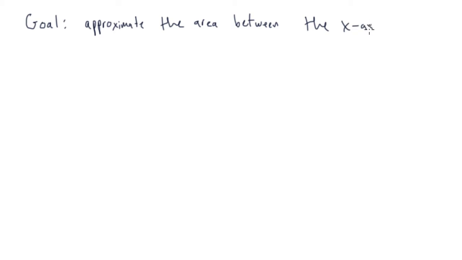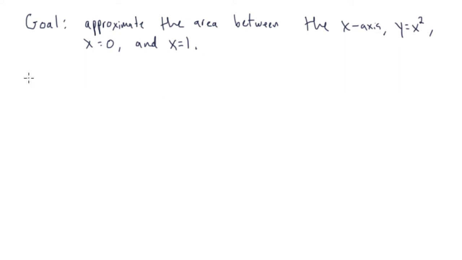Okay, so remember my goal is to approximate the area between the x-axis, the graph of y equals x squared, x equals 0, and x equals 1. Okay, so that region we had before.